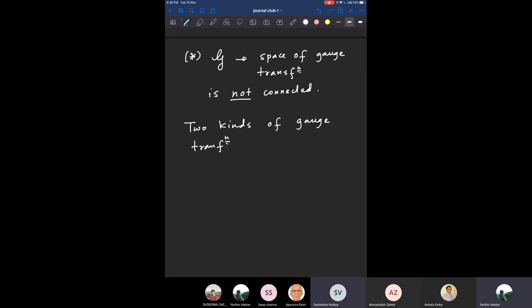Yeah, so if pi naught is trivial, then it is connected. But if pi 1 is non-trivial, then you say that it is not simply connected. So for example, when you did group theory, you studied both O3 and SO3. O3 is not connected because it comes in two disjoint pieces, determinant plus one and determinant minus one. So that is an example of a manifold which is not connected.